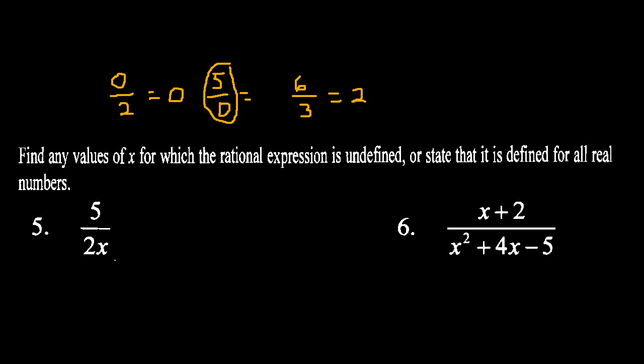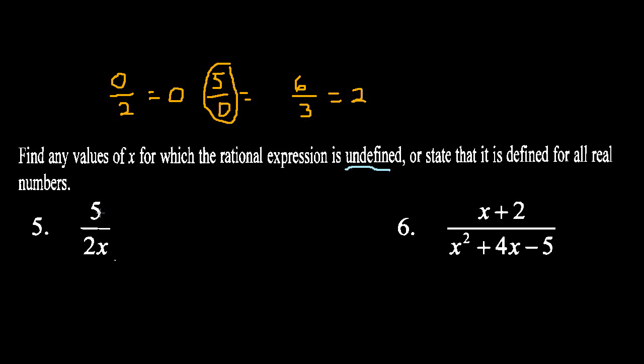Now, keeping that in mind, let's move on to our problem. We have two problems down here with the same directions. It says find any values of x for which the rational expression is undefined, or state that it is defined for all real numbers. Okay, so in problem number 5 we have 5 in the numerator and 2x in the denominator.